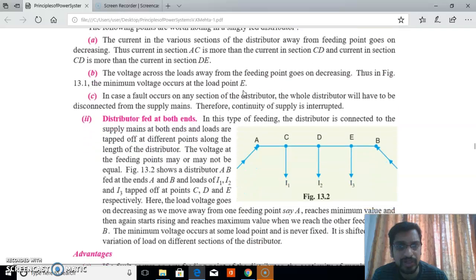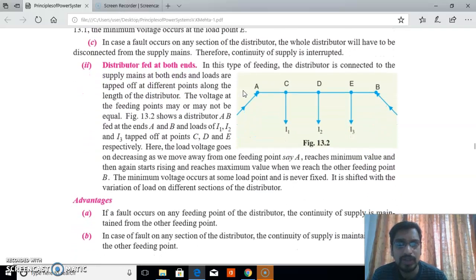Next one, distributor fed at both ends. So here you can see that AB is a distributor, and we feed the supply at both endpoints, at both point A and point B. We supply the voltage at both A and B. And in this distributor, C, D, E are the points from which I1, I2, I3 are taken.